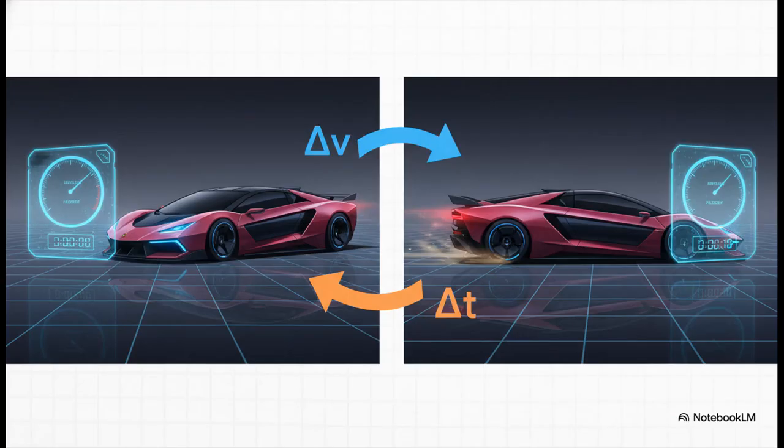And of course, there's a formula for this. It looks like delta V over delta T, which is just a fancy way of saying the change in velocity divided by the change in time. That's it. It's all about figuring out how quickly that velocity is changing.